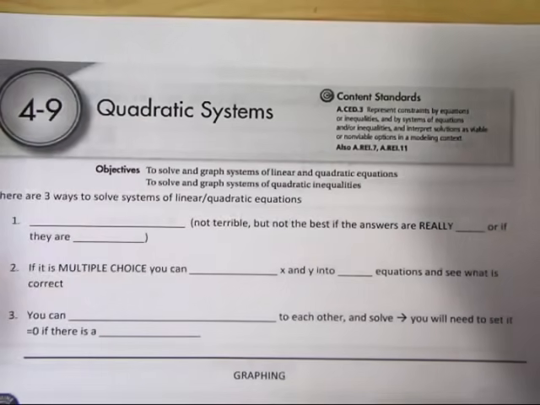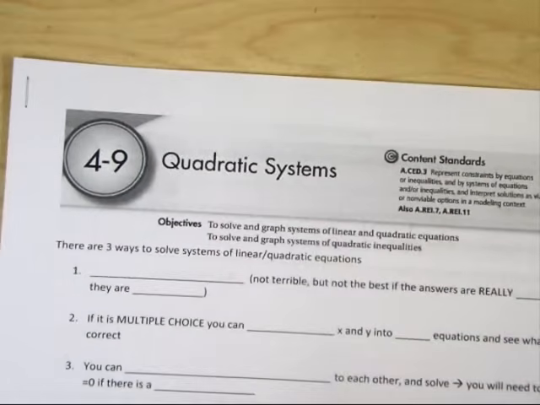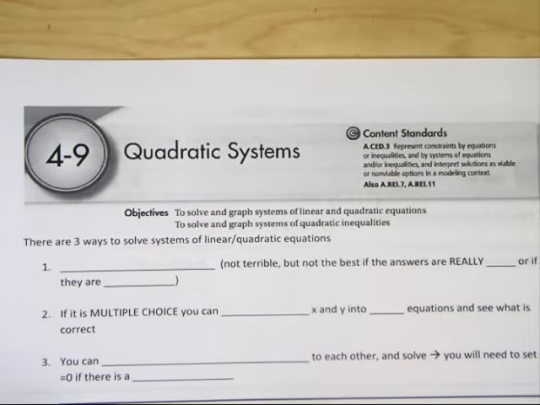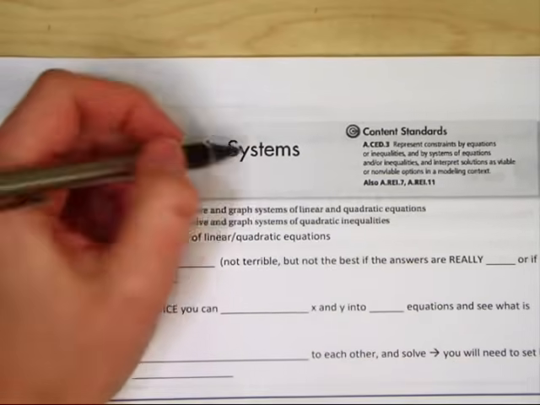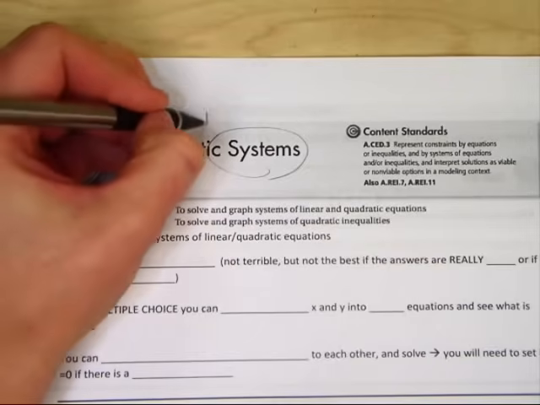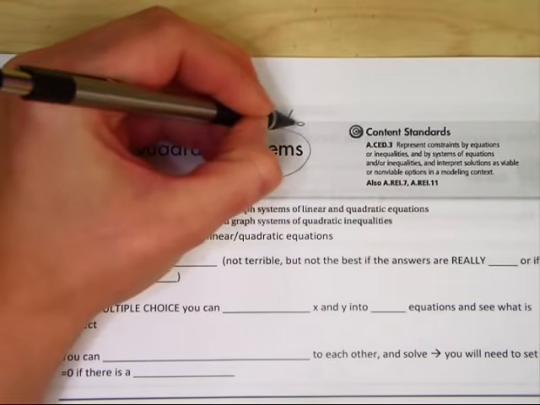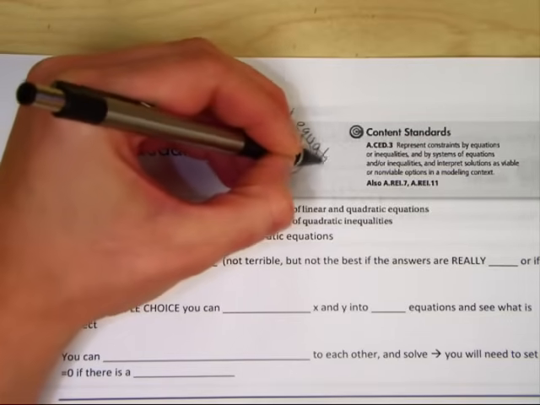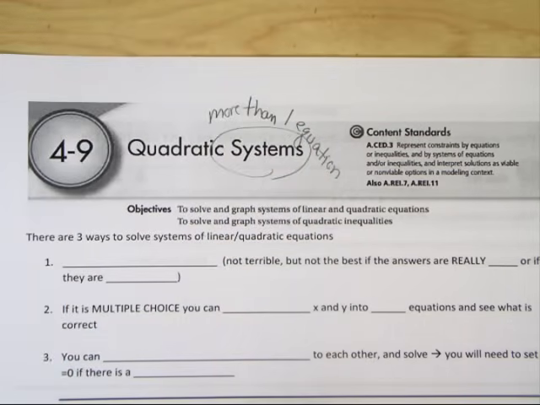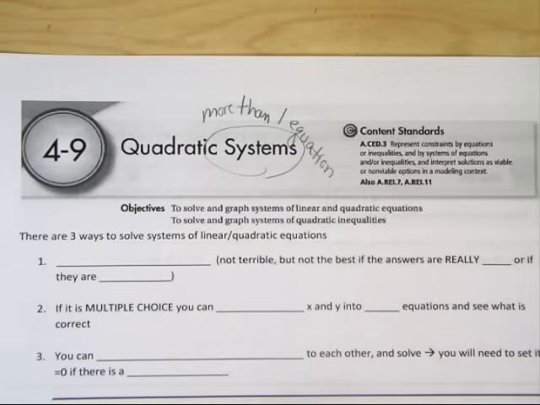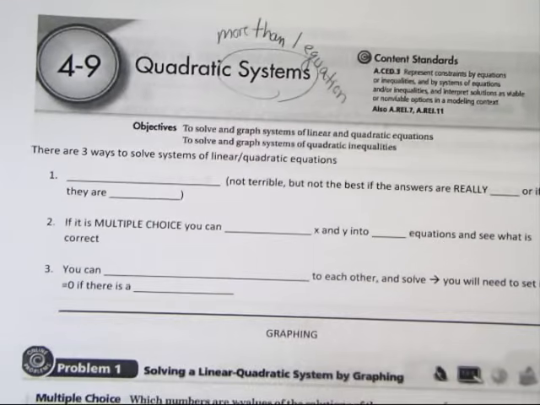In section 4-9, we're going to talk about quadratic systems. Let's make sure you understand or remember what a system is. Whenever we have systems, we're saying we have more than one equation. That's what systems means, is that we have more than one equation. You're going to learn how to solve these using graphing, and you're also going to learn how to solve them using substitution. Now let's talk about the three different ways that you can solve these given different items.